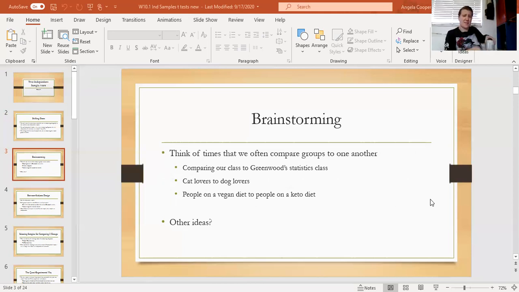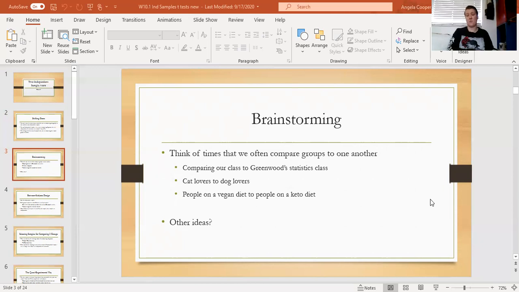We can compare different diets. We can compare people on a vegan diet to people on a keto diet and see which one is more effective for the body, or which one talks about it more. We can compare these different groups, but they're independent of each other.